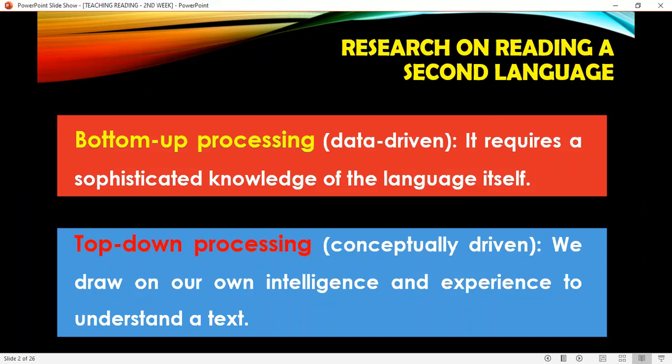When we read, the bottom-up processing, data-driven, requires a sophisticated knowledge of the language itself. And the top-down processing, we rely on our intelligence, our experience to understand or to comprehend a text. Don't forget about these two processes, these two theories, how we read and comprehend a text. But when we read a text, we are not going to use them in an isolated or separated way. We're going to use these two processes together, all right? And as teachers, we are going to use also some strategies related to these two processes together too, right?